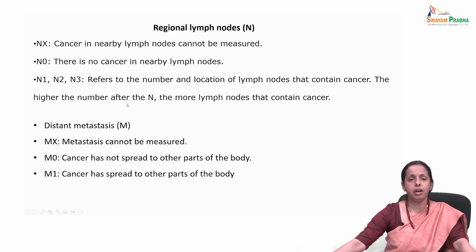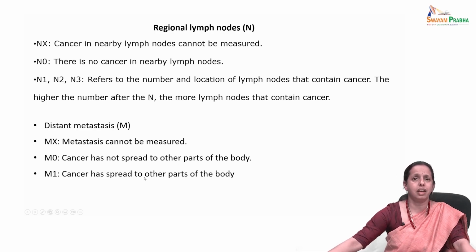The higher the number after the N, the more the cancer could have metastasized. As for distant metastasis, it is M. Mx, where again your tumor metastasis cannot be measured. M0, cancer has not spread to other parts of the body.